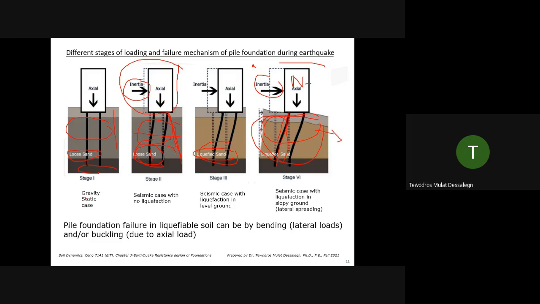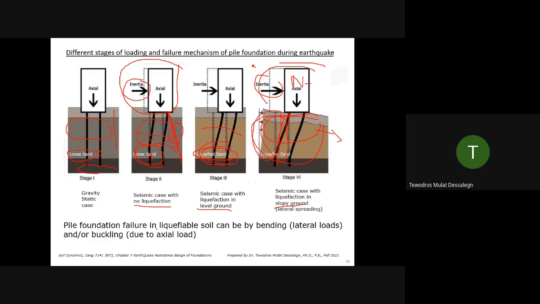So here you have only the gravity static case, then the seismic case with no liquefaction. If you don't have liquefaction, you may be able to use support from the soil. Seismic case with liquefaction in level ground: you can have liquefaction in level ground, so you can design for this. But if it's sloping ground, you can now have lateral spreading. Even the pile is subject to the weight of the soil behind it and seismic forces. So you should carefully, conservatively design it that way.